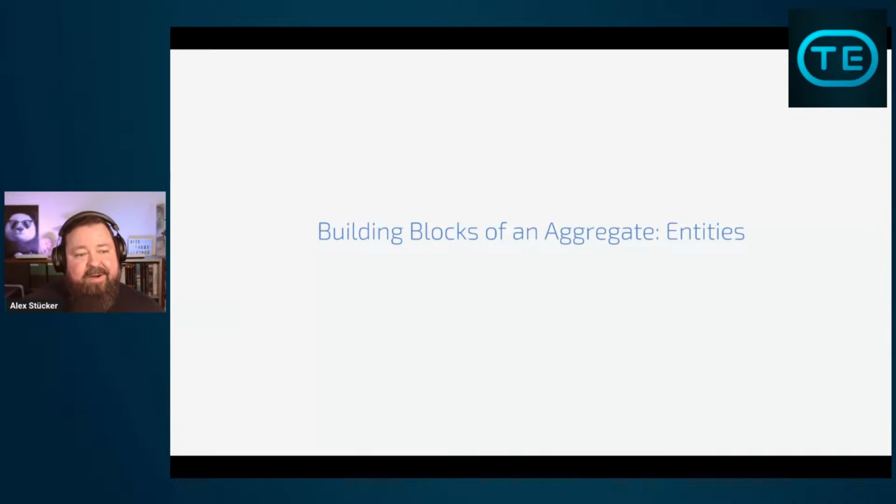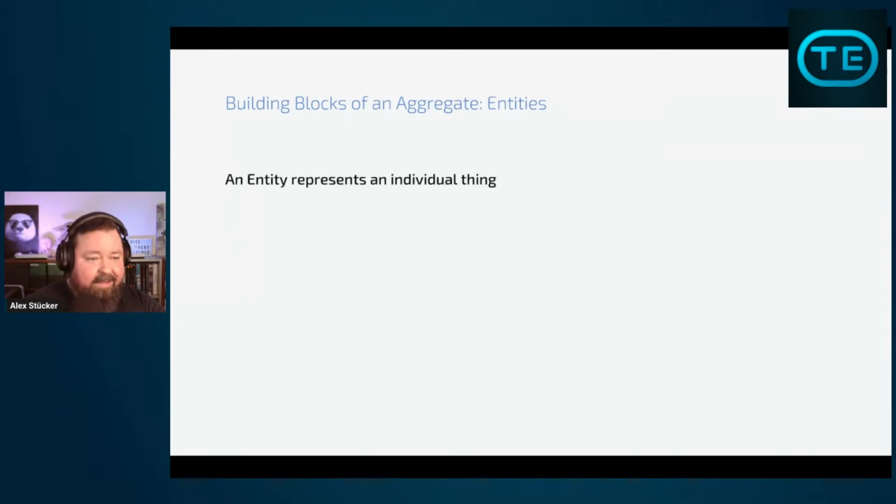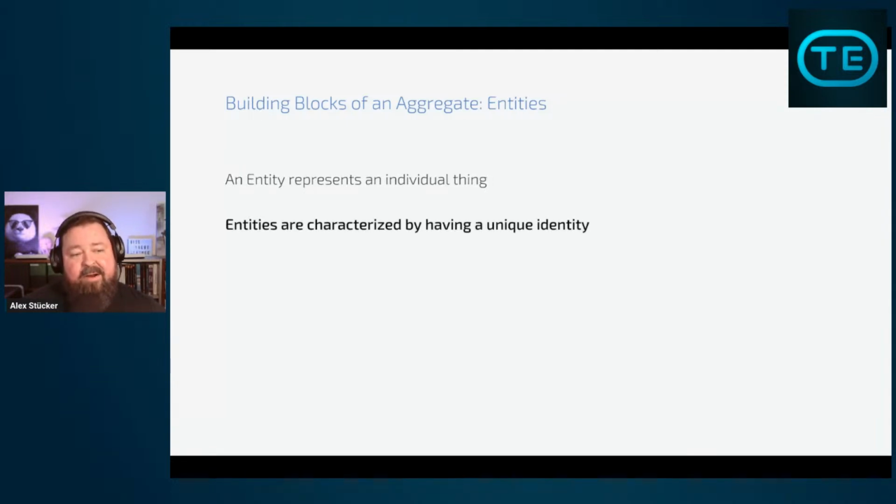Now, let's start with the first building block of an aggregate, entities. And what is an entity? An entity represents an individual thing, and this thing represents a concept or something in our domain. Entities are characterized by having a unique identity. The identity must not be just something technical like a DB ID. There are also natural keys, domain keys, identifiers. This can be something like a social security number, ISBN for books, a national identification number, passport number, or SWIFT number. These are all identifiers that can be used in the domain.